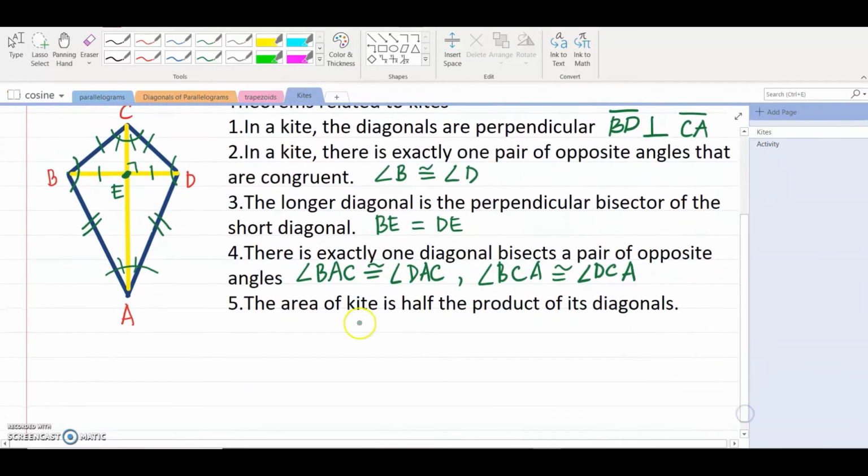Okay. Next, number 5. The area of a kite is half the product of its diagonals. So we can actually solve for the area of this kite given the diagonals. The formula will be A, or the area of the kite, is equal to 1/2 the product of the two diagonals. So later on we're going to have an example for that.